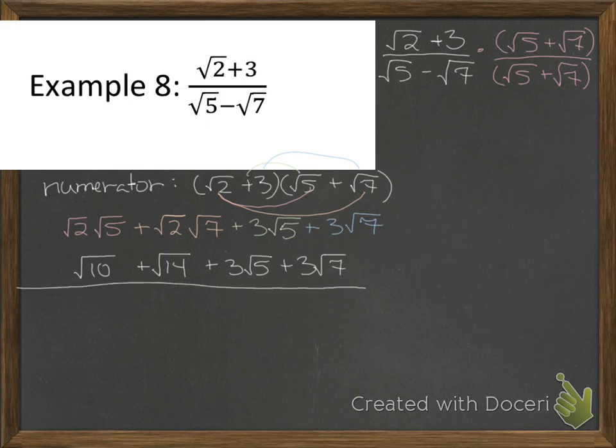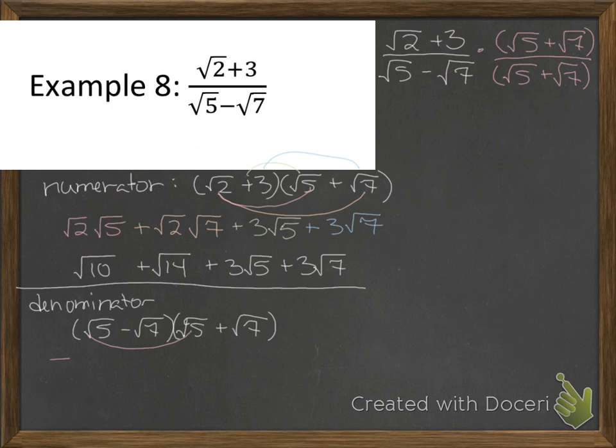Now we need to find our denominator. If we did this correctly, and if we wrote our conjugate correctly, then multiplying the square root of 5 minus the square root of 7 times the square root of 5 plus the square root of 7 should give us a rational number, which is our goal. If we don't, then this is not the correct conjugate. So let's do the first term. We have the square root of 5 times the square root of 5.